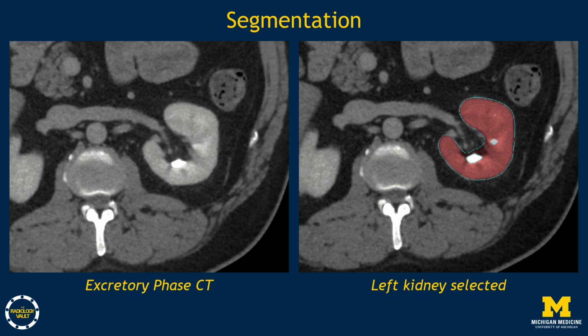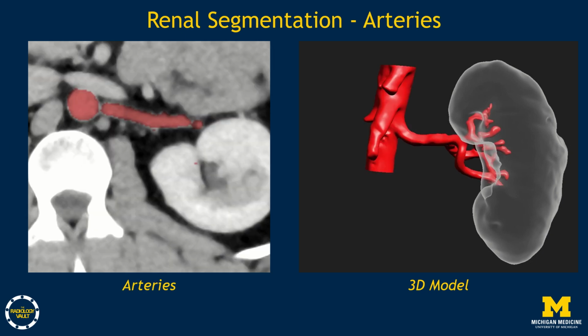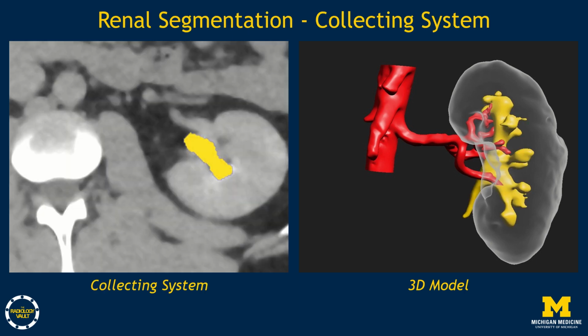In this case, the left kidney is selected as shown by the tinted red area. And in this case, the kidney is segmented and tinted in blue, resulting in the 3D model on the right-hand side. We can then segment the aorta and left renal artery and add it to the model.